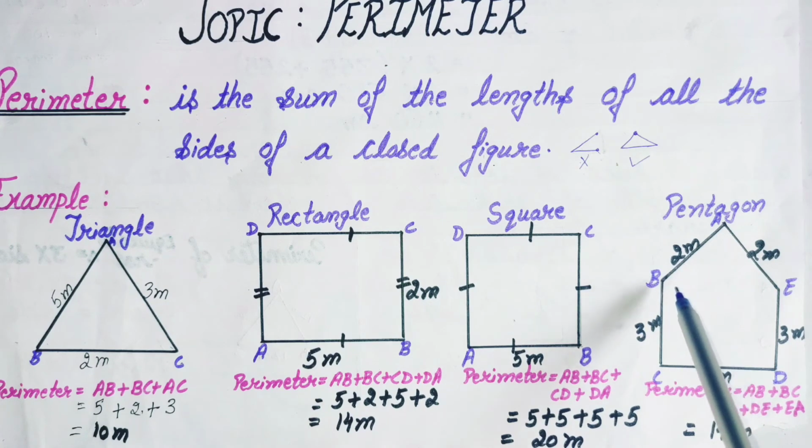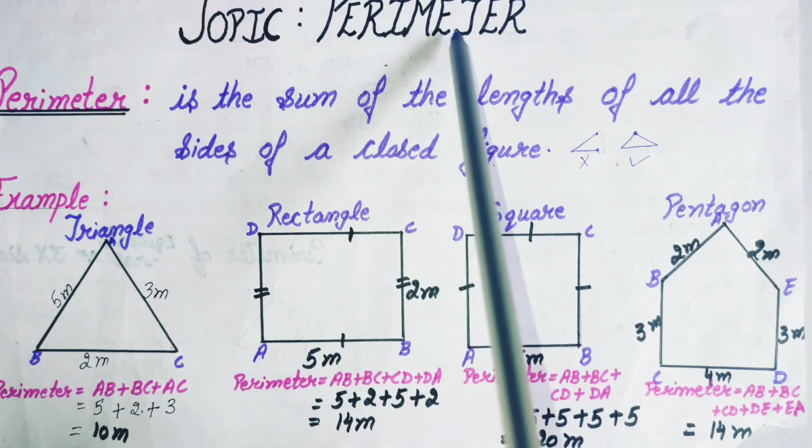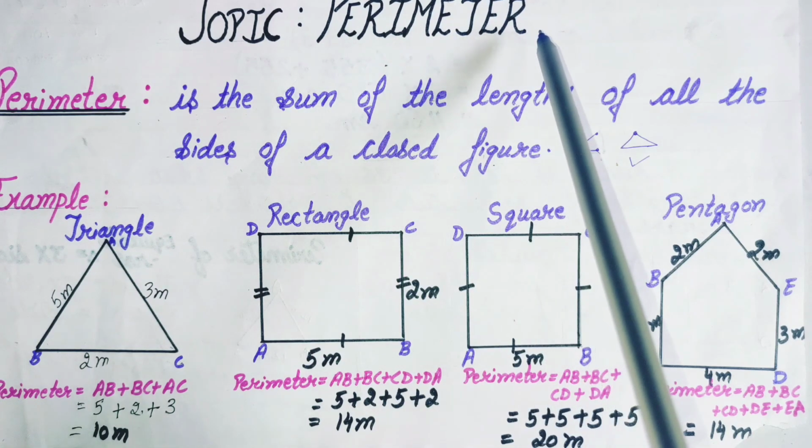So now we will add all the sides. Here it is given to us: BC is 3 meter, AB is 2 meter, AE is 2 meter, ED is 3 meter and CD is 4 meter. So to find the perimeter, what will we do? We will add the lengths of all its sides and we will get the perimeter. So our answer is 14 meter. I hope, students, that this term perimeter is clear to you now.